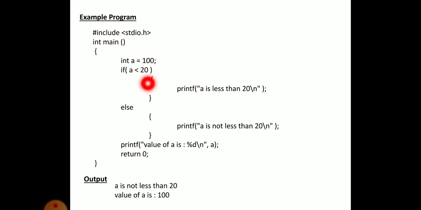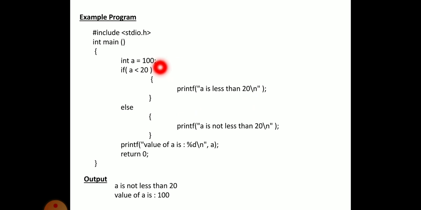And then we check for the condition using the if statement. If a less than 20, here our test expression is a less than 20. So this checks whether the value of a is less than 20. If the condition given inside the if statement is true, the statement immediately following the if statement will be executed, that is printf a is less than 20. The statement will be executed and we will get a message as a is less than 20.